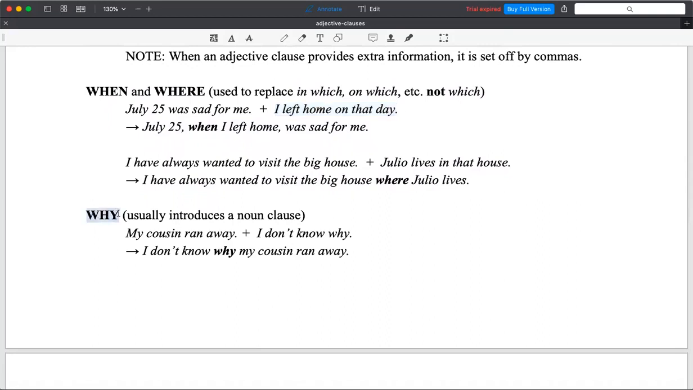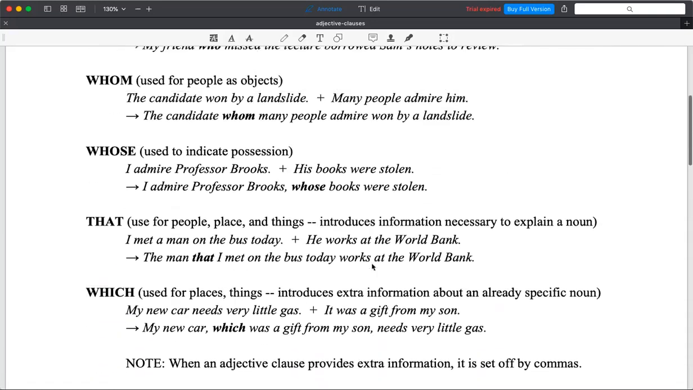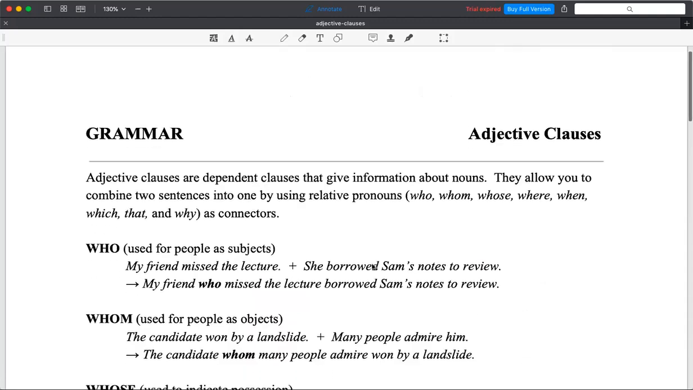We also use why as the pronoun, which usually introduces a noun clause. My 2 short sentences would be, for example, my cousin ran away, and I don't know why. In order to do that, I need to combine it with the pronoun why. These words are all considered pronouns. To use them correctly, the place and what type of pronoun are absolutely essential to cross the proper meaning. So I would say, I don't know why my cousin ran away. So these pronouns can be used interchangeably to create adjective clauses.